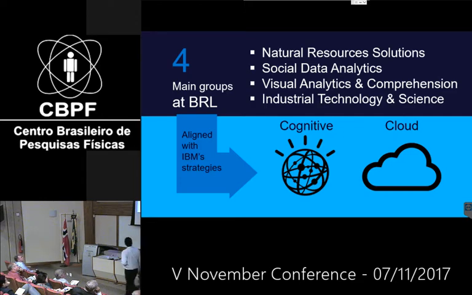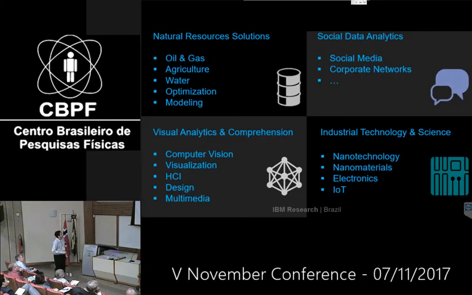We have 4 main groups. The first one is natural research solution, then social data analysis, visual analytics and comprehension, and industrial technology and science. All are aligned with the cognitive and cloud strategy of IBM, and those are the main areas of research now. I am in the group of computer vision and visualization, but I work a lot with natural research. I came from IBM to work doing the bridge between these 2. That's my main focus now.